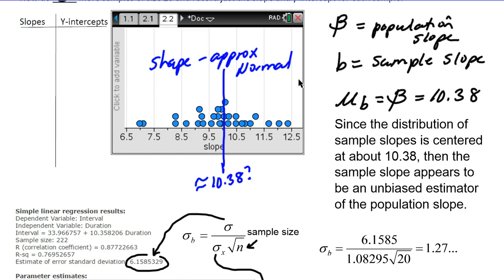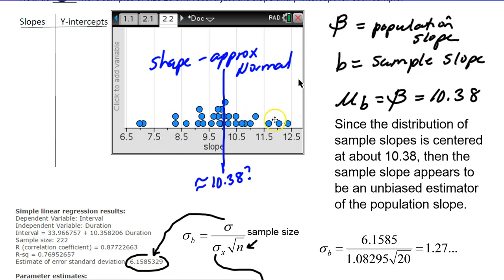So let me introduce some symbols. Beta represents the population slope, and b represents the sample slope. So our usual practice of using the Greek letters for the population parameters and the English letters as representing the sample statistics. So what we want to find out is if the sample slope b is an unbiased estimator of the population slope beta. And remember that an unbiased estimator means that the mean of all the sample slopes would equal the population slope.